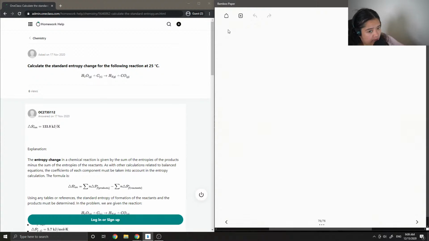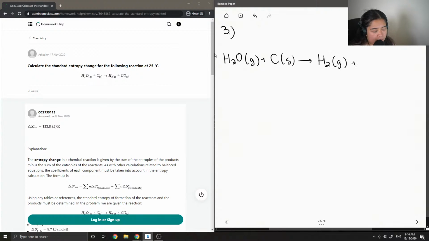Okay, so now let's move on to question 3. Calculate the standard entropy change for the following reaction at 25 degrees Celsius. So we have H2O gas reacting with carbon, making hydrogen gas, plus carbon monoxide.